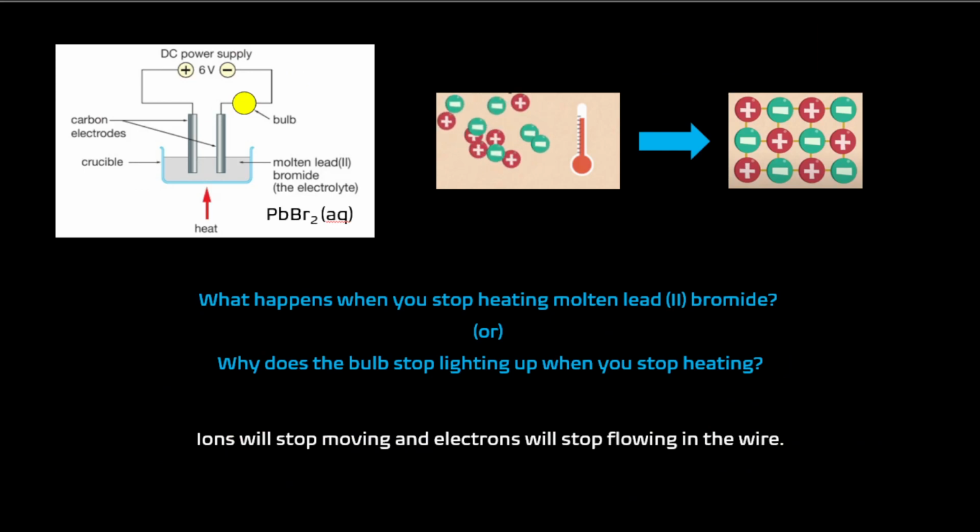Now, what happens when you stop heating molten lead-2 bromide, or why does the light bulb stop lighting up when you stop heating? Because when you stop heating, if you remove the heat here, the ions will start to cool down, and hence they will form strong electrostatic attraction forces again, meaning that when the ions stop moving, the electrons will no longer be able to flow through the wire. They cannot flow through anymore, so the light bulb will go off.